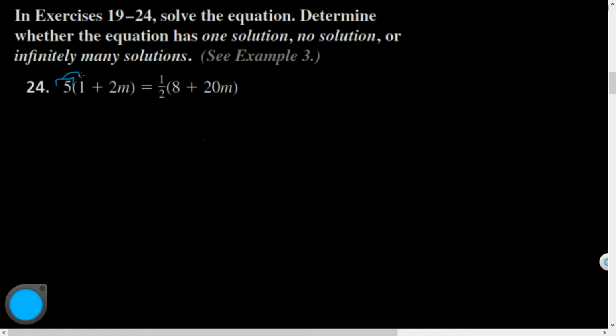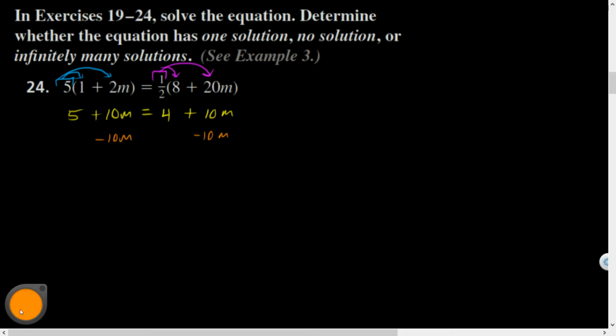So you're tracking with me here, right? I'm going to start by simplifying both sides by distributing multiplication over addition and subtraction. That's the good old distributive property. So Devin's writing this down. 5 times 1 is 5, plus 5 times 2 is 10m. Half of 8 is 4, and half of 20m would be 10m. And then when I try to solve, I'm subtracting 10m, Ethan, from both sides.